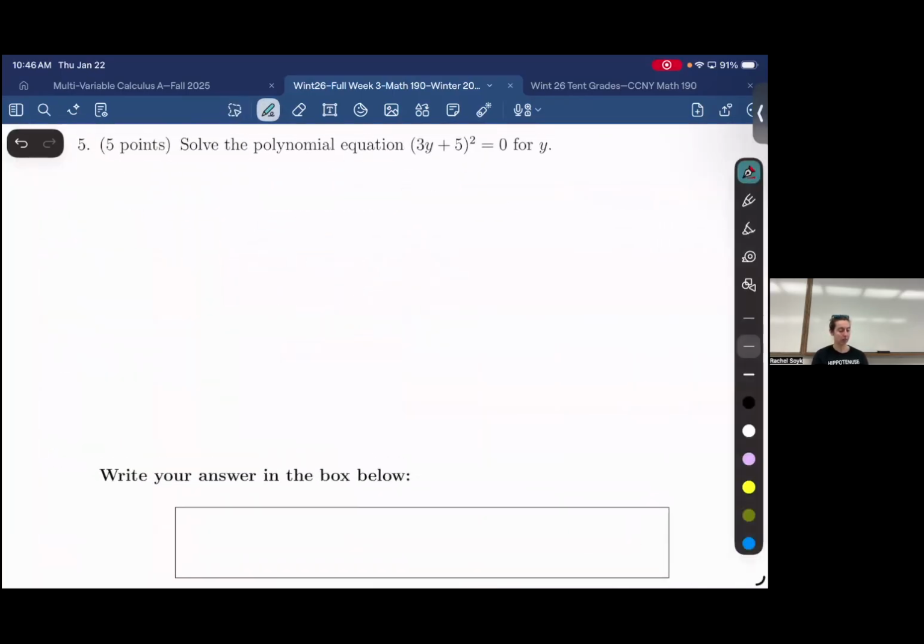Question 5. We're asked to solve the polynomial equation for y, which means anytime it says for a variable, we're isolating whatever that variable is. We want to get it all by itself. So let's rewrite.